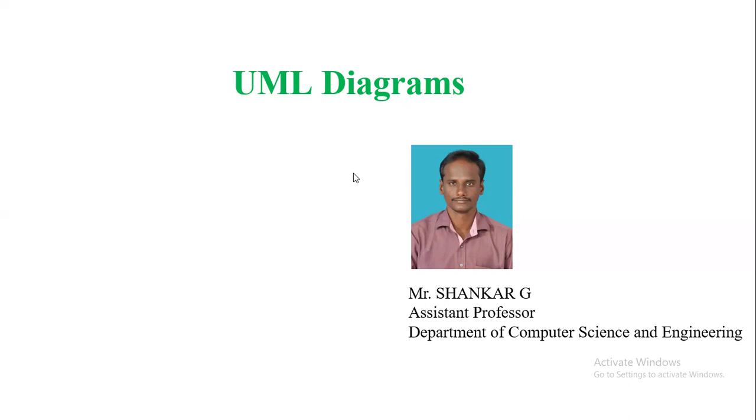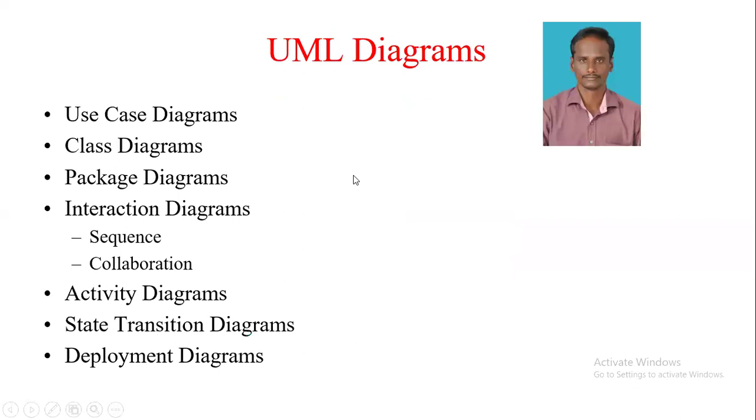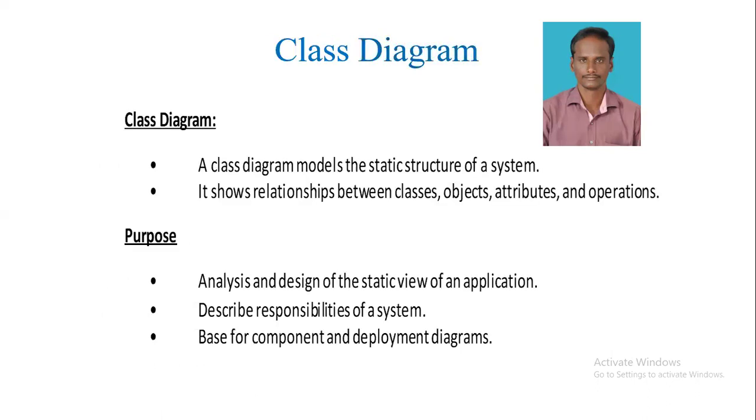Let us see the UML diagrams. The UML diagrams have many diagrams, listed here: use case diagram, class diagram, package diagram, interaction diagram. The interaction diagram is further divided into two diagrams, that is sequence diagram and collaboration diagram, and next activity diagrams, state transition diagrams. The last one is deployment diagrams. Let us see one by one what the use of all the diagrams is.